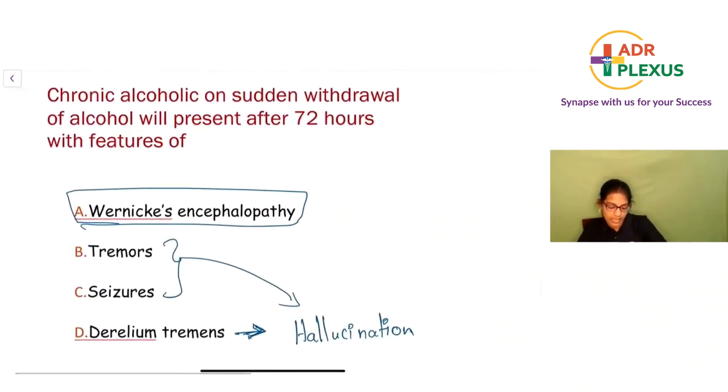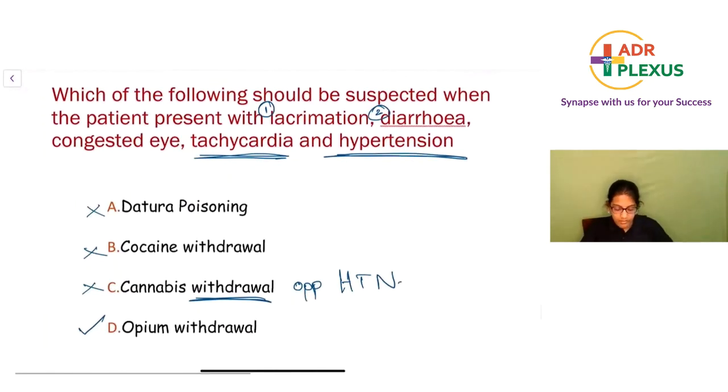Okay. Next, chronic alcoholism, sudden withdrawal, more than 2 to 3 days. Again, delirium tremens. The patient will present with seizure, tremors, and hallucination. Okay. Then we got a case where there is tachycardia, hypertension, but there is lacrimation and diarrhea, right? So it's not organophosphate because you cannot have tachycardia and hypertension in organophosphate. So it's also not atropine, because datura contains atropine, and atropine will produce tachycardia and hypertension, but not lacrimation and diarrhea, right? The person is going to be hot and dry. Cocaine withdrawal: cocaine produces hypertension, tachycardia, but not the other. Cannabis also the same way, but it is a case of opium withdrawal.